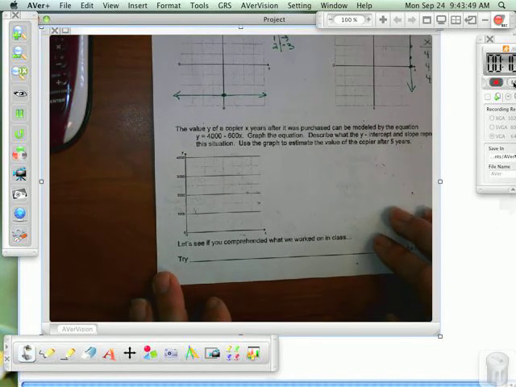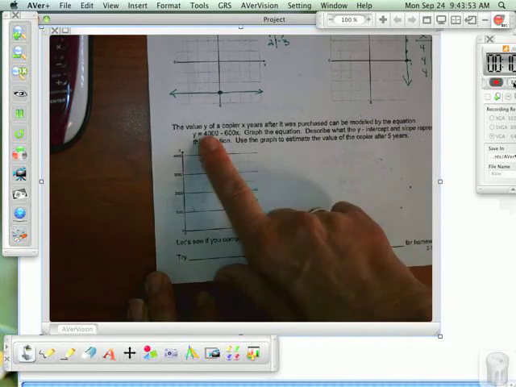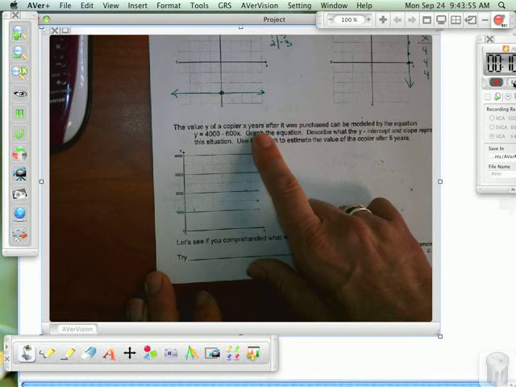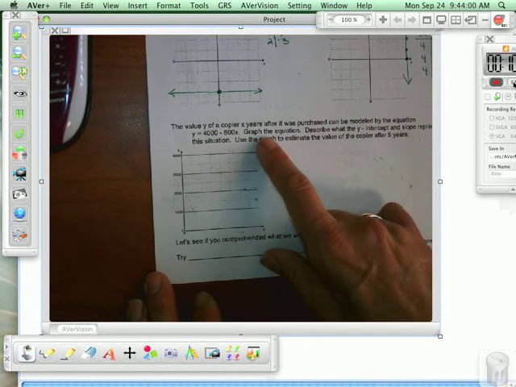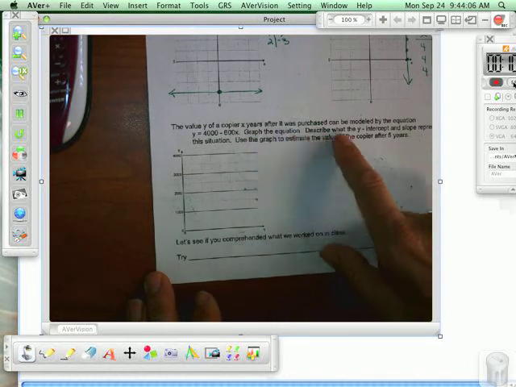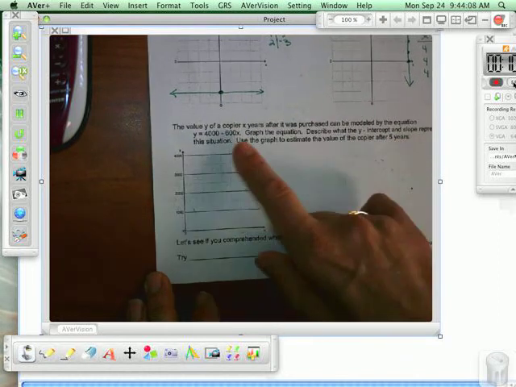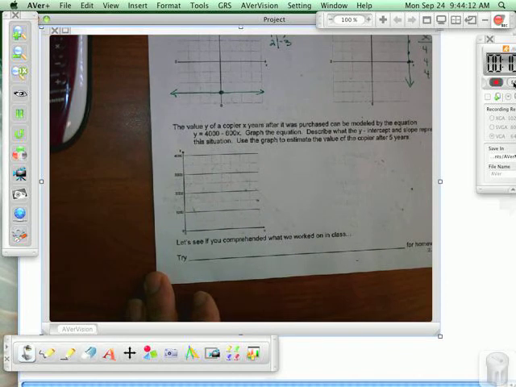Let's read this one. Story problems. We wouldn't want to not do the story problem. The value y of a copier x years after it was purchased can be modeled by this equation. Graph the equation. Okay, first of all, is your line going to go up or down? How come? Describe what the y-intercept and the slope represent in this situation. Use the graph to estimate the value of the copier after 5 years.